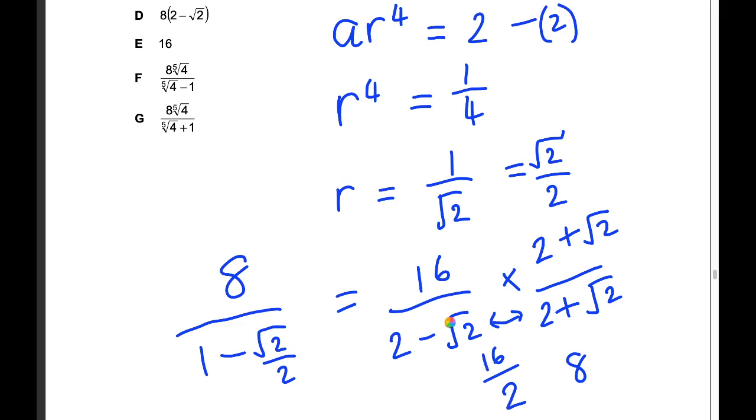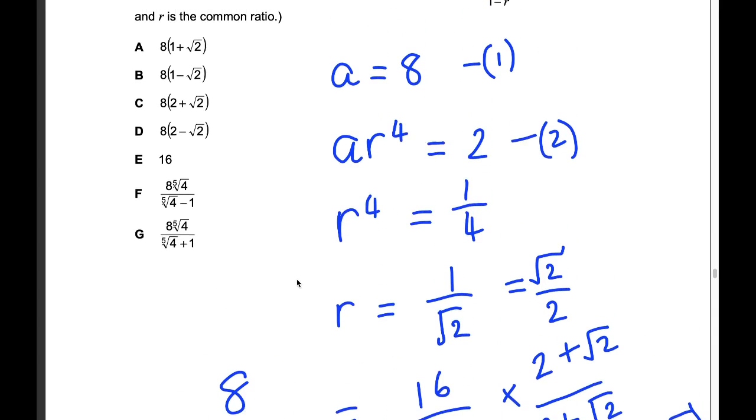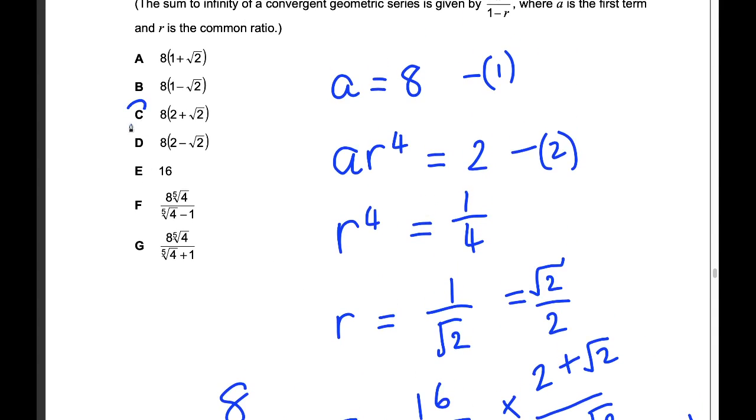I'm kind of immediately cancelling that with my 16 on the top to give me an 8. But remember, I've still got to multiply by this 2 plus square root 2 on the top. So I'm going to end up with 8 times 2 plus square root 2. Let's hope that's an option up there. Yes, it is. It's option C.